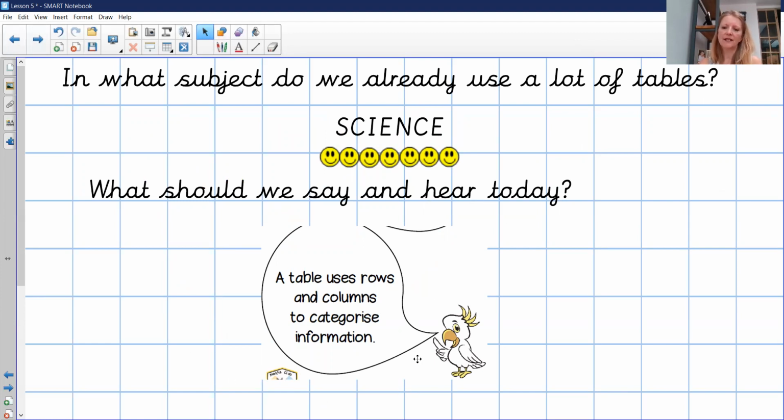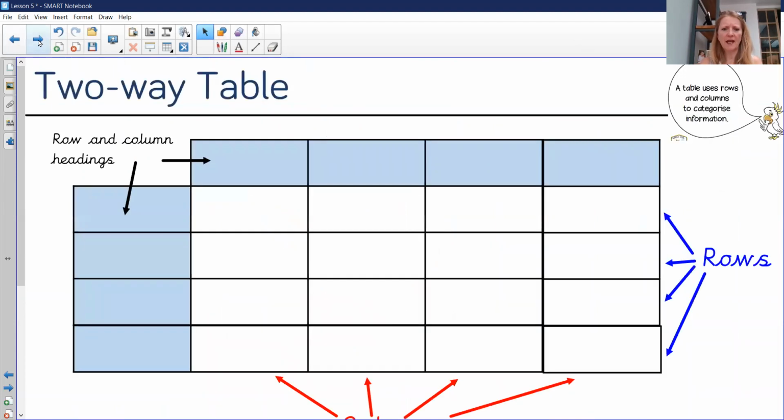And here's Coco giving us a little clue of what we should hear and say today. A table uses rows and columns to categorize information. Okay, categorize just means sort it out, really. And we put that in a table and it has to go into rows and columns. So let's just check we understand what that means. So here is a table. You might call this a two-way table because it goes 2 ways.